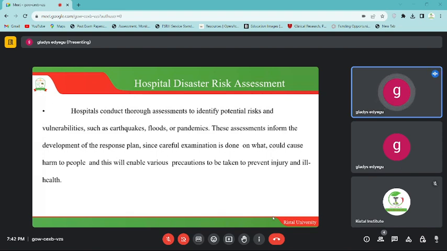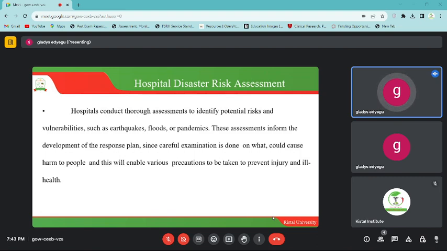We had COVID, which came and people were not well prepared for it. So these are some of the risk assessments that can be done in order to help us address some of the hospital disasters. So these assessments actually inform the development of the response plan. So when you do the assessment, you are able to have a forecasted plan, which will help you to develop a response plan for these disasters. Since careful examination is done on what could cause harm to people, and this will enable various precautions to be taken to prevent injury and ill health.